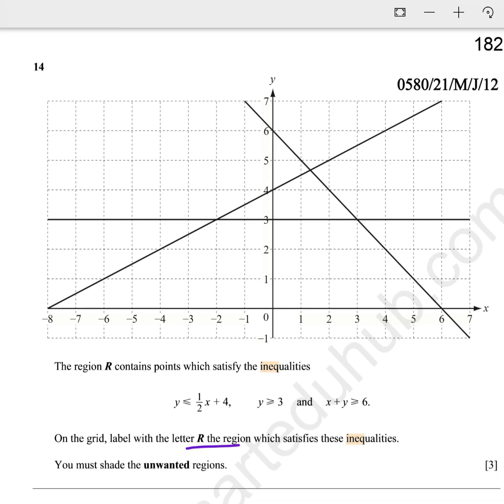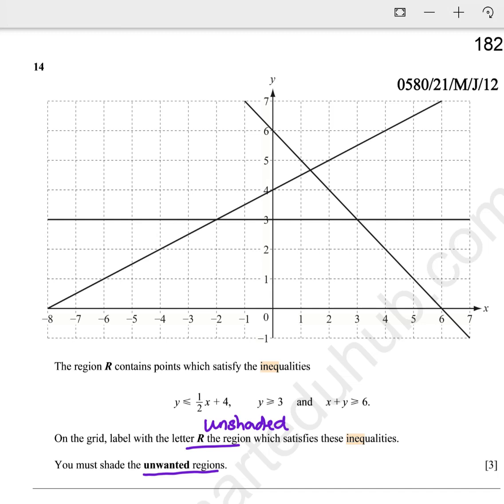You must shade the unwanted regions. So now your answer region definitely is going to be unshaded. This is how to understand the question. Okay, analyzing is very important. So they're telling you you must shade the unwanted region. So when I'm shading, I will shade exactly the opposite of the inequality. So let us first identify the three lines.